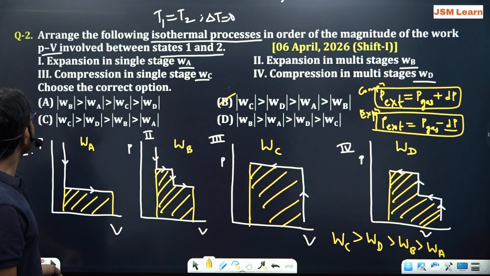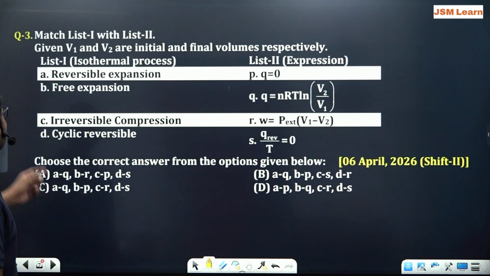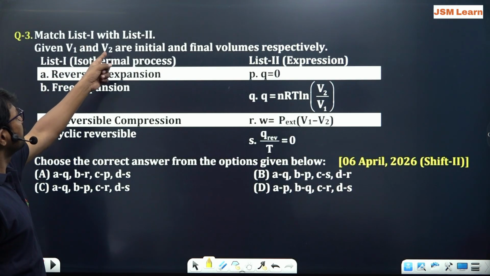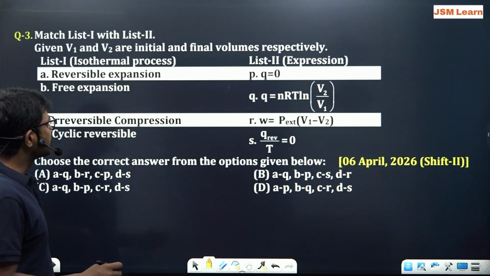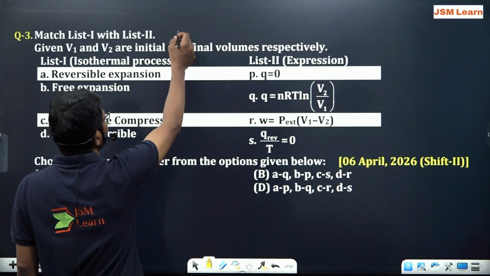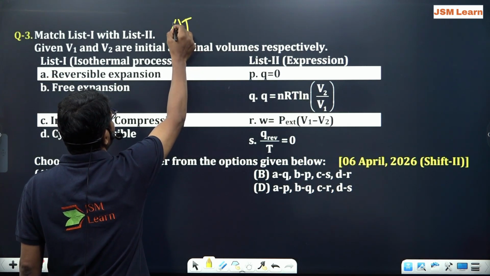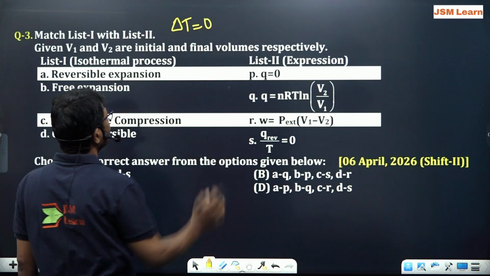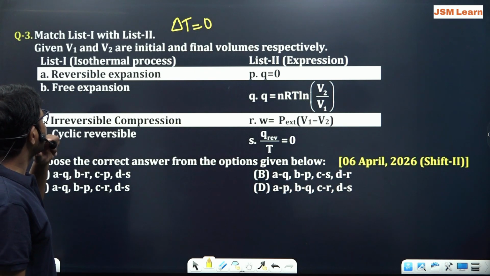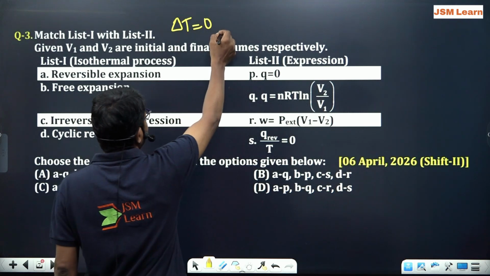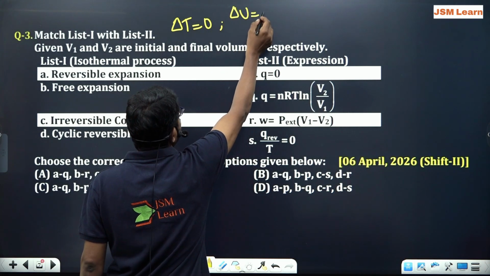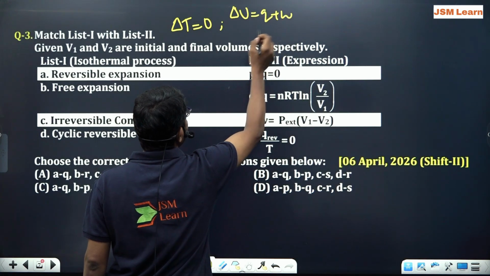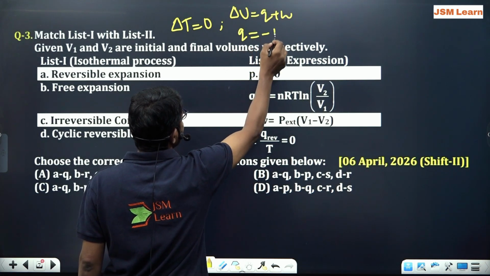So now let us see the next one. Students, here the question they have given is to match List 1 with List 2. So here the first one, isothermal process they are saying. As we know, in an isothermal process delta T will become 0. So for that, according to the first law of thermodynamics, delta U is equal to Q plus W. From here, Q is equal to minus W.